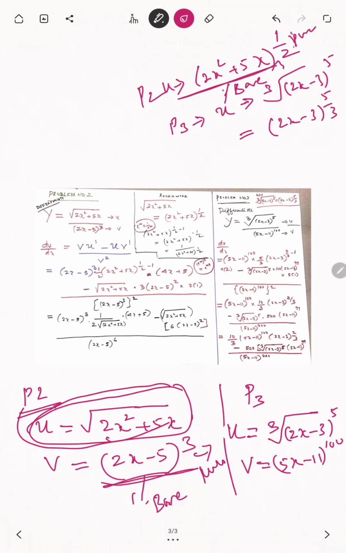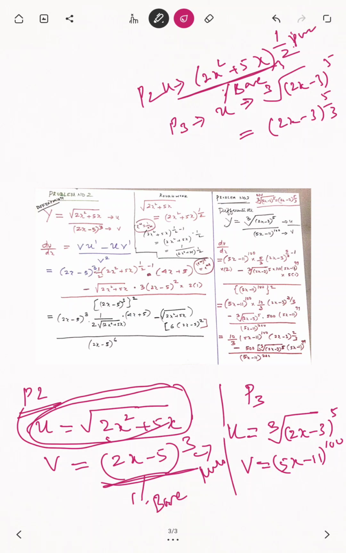Now what is completed? v u dash minus u v dash, divided by v square. v is what? 2x minus 5 whole cube. This is v. Square means it is in the a power m whole power n form. So n is 2. So 2x minus 5 whole cube squared is otherwise called 2x minus 5 whole power 6. Up to this step only it is over. Again there are simplifying steps. That also sir will explain.